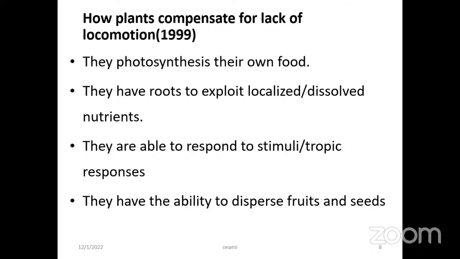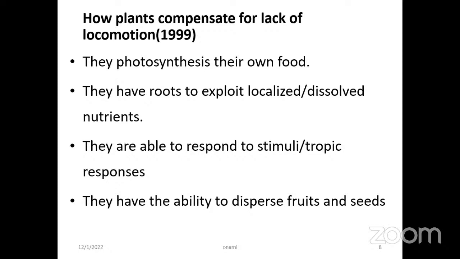And how do plants compensate for lack of movement? So one of the reasons is that they're able to photosynthesize. Because we have said that animals locomote to look for food. So plants are not able to go out looking for food, but they're able to photosynthesize and make their own food. So that's one of the reasons. Plants have roots, and so they're able to exploit localized absorption of nutrients from the soil. They need not move around looking for nutrients. They will just absorb the nutrients from the soil.